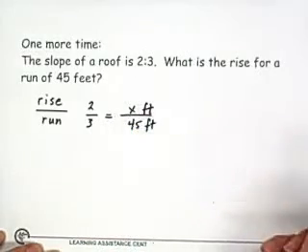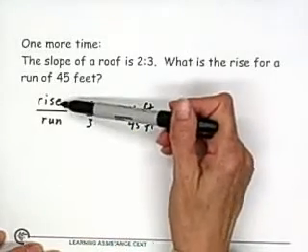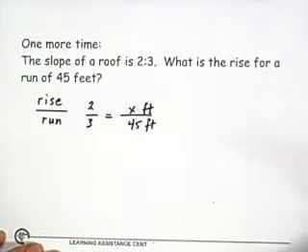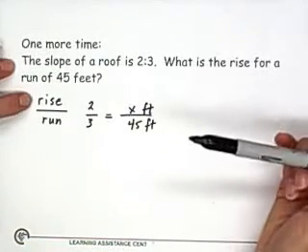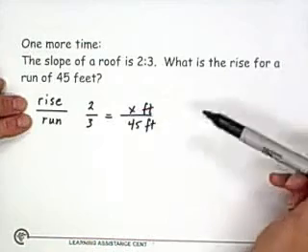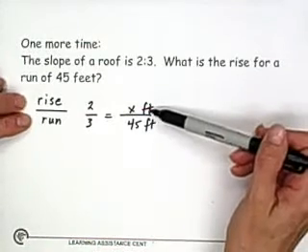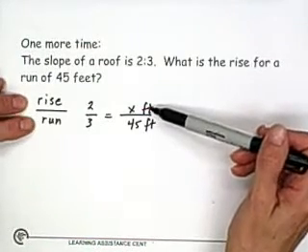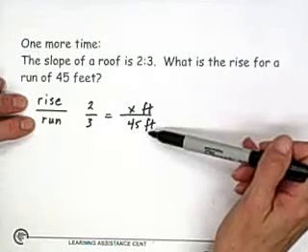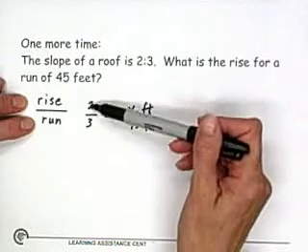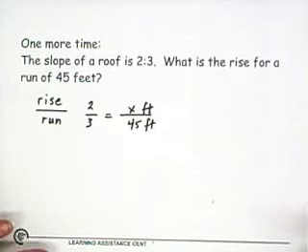Remember once again to keep the amount that you're referring to in the same position as it is in the formula. So rise must always be placed over run. In this case, we're asked for the rise. The x is in the top position. We know the run, that's in the bottom position. That has to be kept consistent with the way the ratio is initially set up.